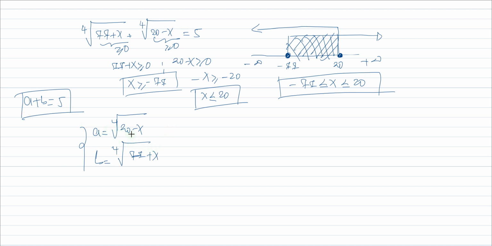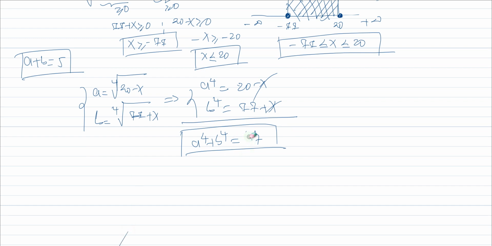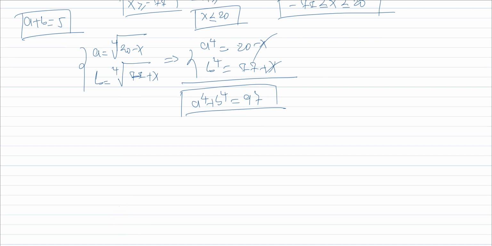Now if I take both sides to the power of 4, I'm going to have that a to the 4 is 20 minus x, and b to the 4 is 77 plus x. So we're going to have a to the 4 plus b to the 4, adding side by side. This plus this is 97, and this plus this is 0. So we have a to the 4 plus b to the 4 equals 97. Now we have a system: a plus b equals 5, and a to the 4 plus b to the 4 equals 97.